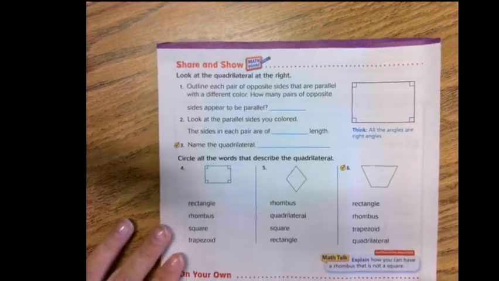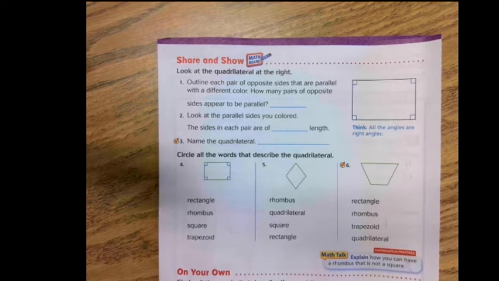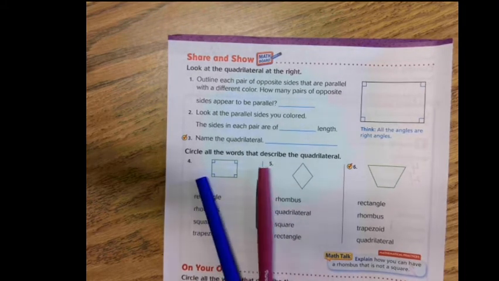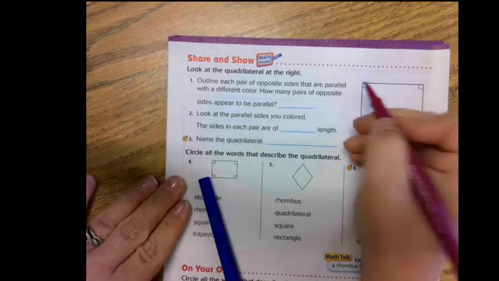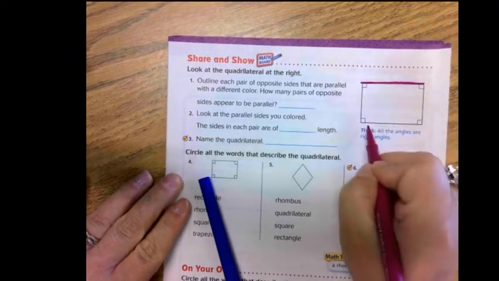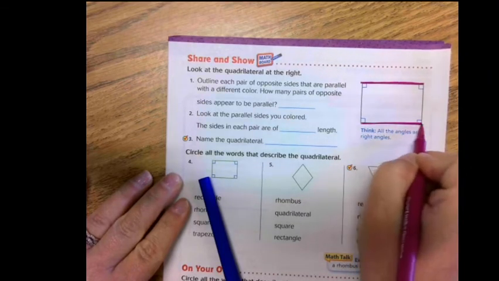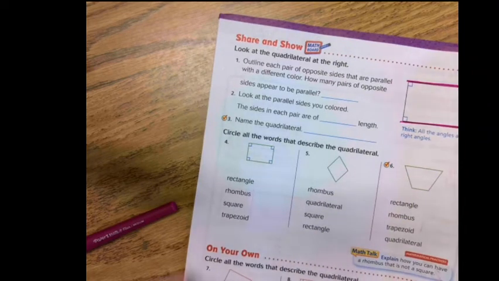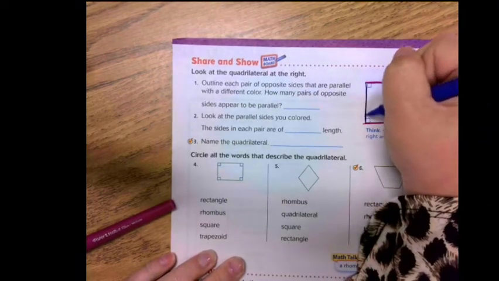All right, let's look at our share and show together. It says outline each pair of opposite sides that are parallel with a different color, okay? So let's do that first before we keep going. And I'm going to use blue and pink, okay? So let's do our opposite sides that are parallel. So here's one side, and it said to do the opposite side, which would be this side. And notice how it looks like the railroad tracks, okay? Then I'm going to do my other set, and they're going to go here.